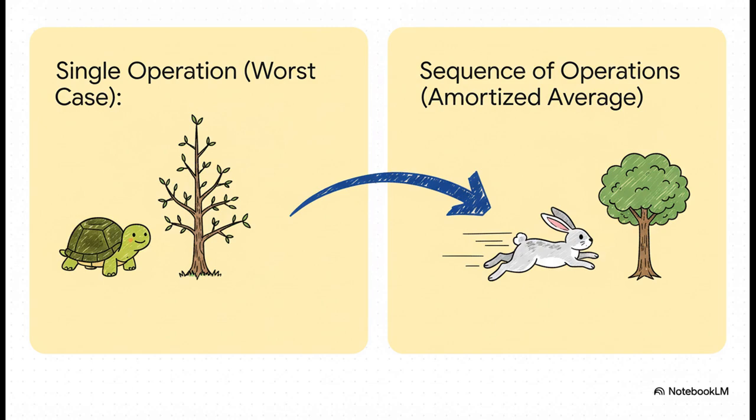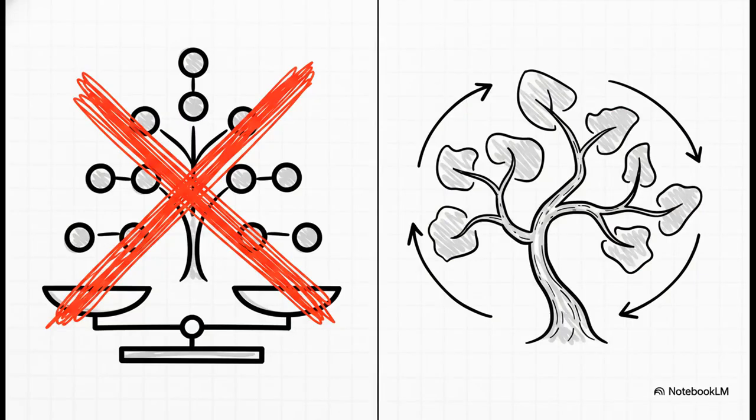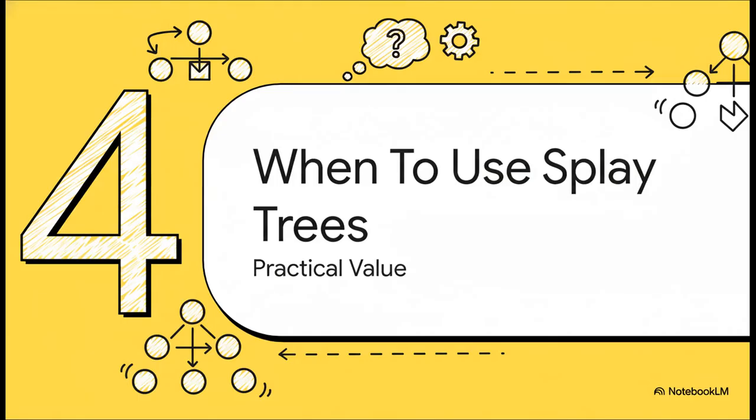And this is where we have to bust a really common myth. A lot of people hear self-adjusting and think splay trees are always balanced, like an AVL tree or a red-black tree. That's just not true. A splay tree can actually become really lopsided for a moment. The real genius here isn't about maintaining a perfect, rigid structure. It's about being incredibly adaptive to how you're actually using it.